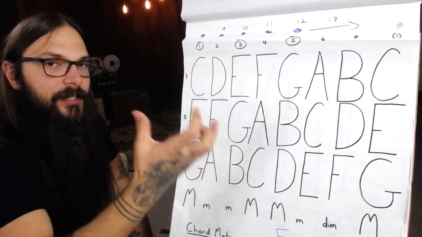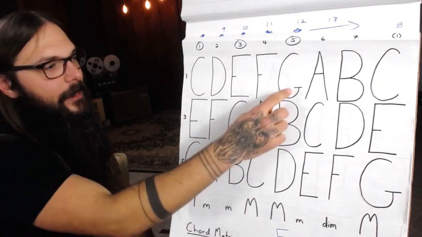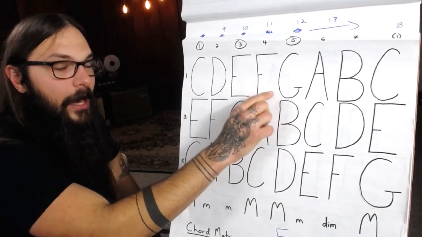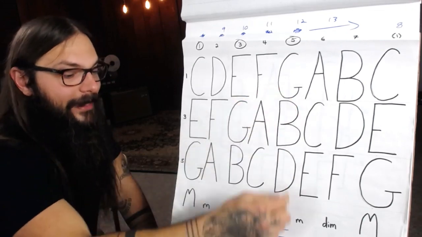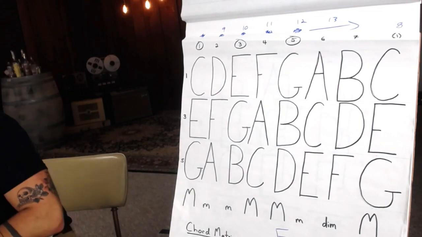A major 7 is different. So a major 7, instead of going down a full step, we're just going to go down a half step. So instead of adding an F, we add an F sharp. Let me show you on the guitar what that sounds like.